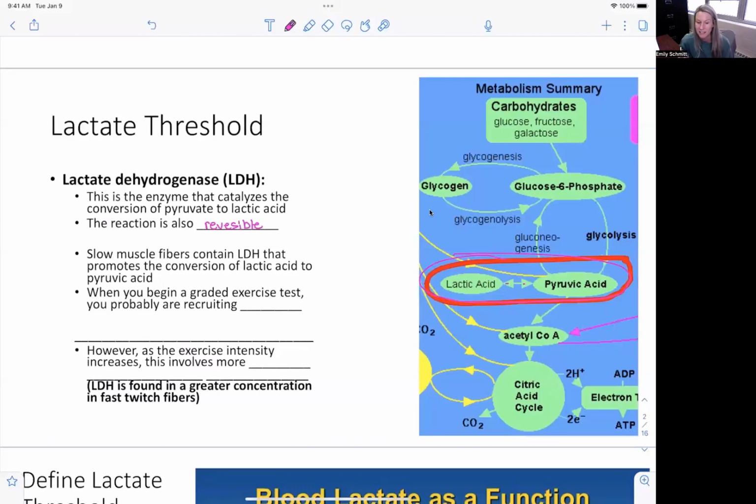When you begin a graded exercise test, like we talked about in our VO2 max lecture, you are probably recruiting slow muscle fibers. Slow muscle fibers are going to be recruited when you first get into that light, easy jog. However, as the exercise intensity increases, this involves more fast twitch fibers. LDH is found in greater concentration in fast twitch fibers.